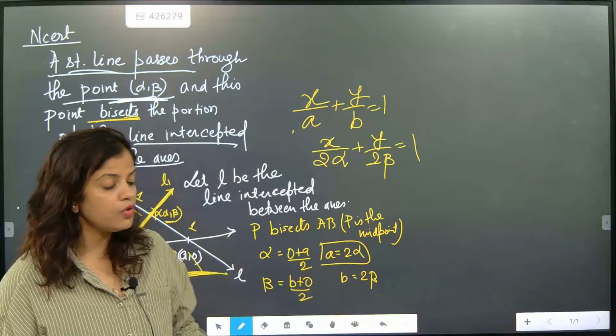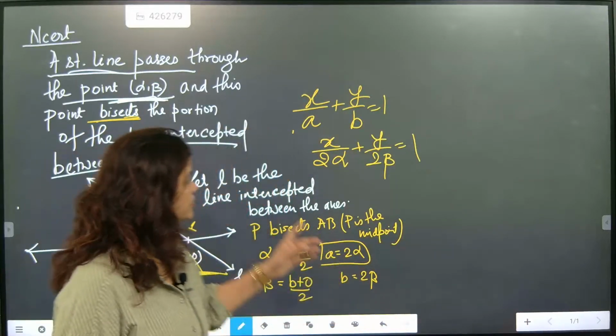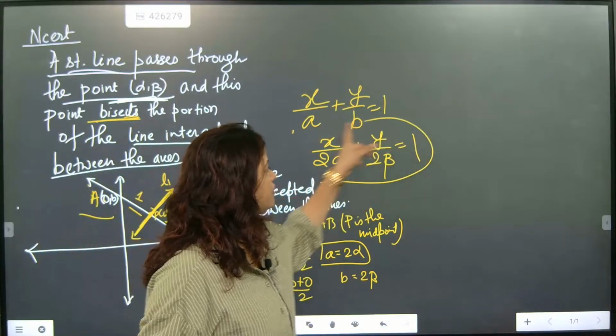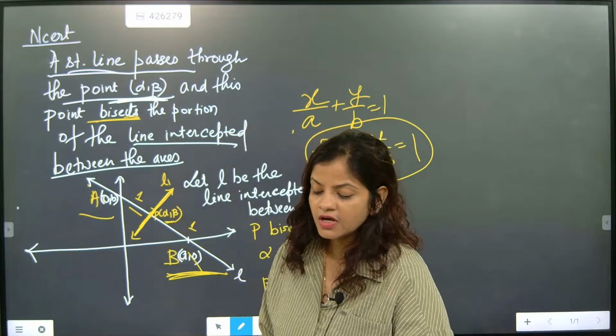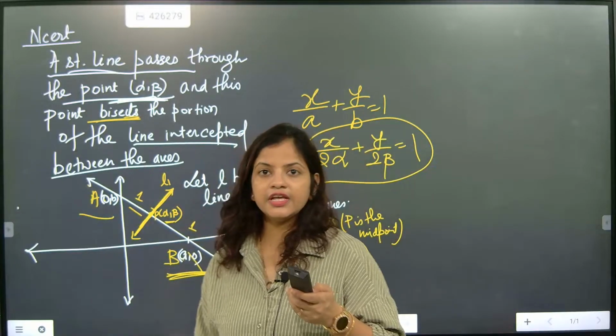So now we are going to go for the next question. What is the equation of the straight line? x by 2 alpha plus y by 2 beta equal to 1. This will become the equation of the straight line. Now we will go for the next part.